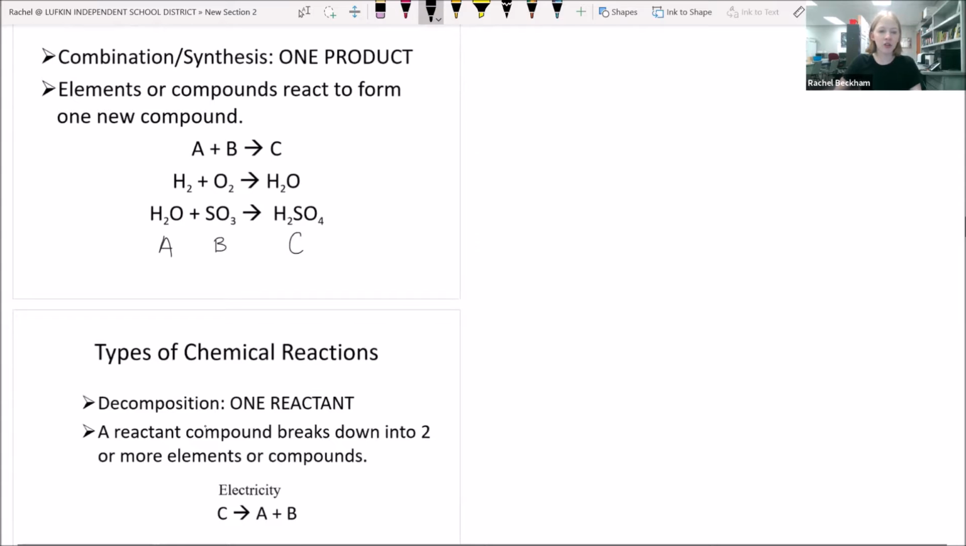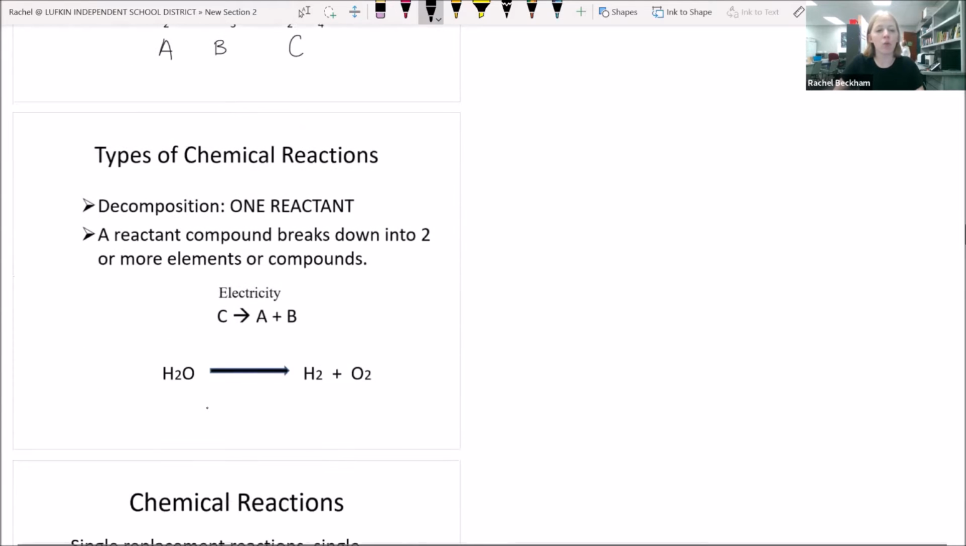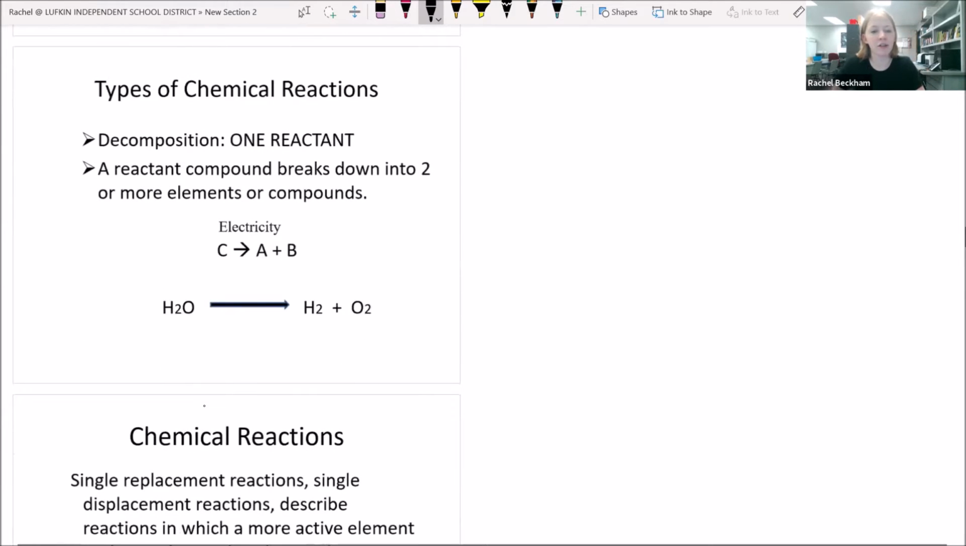A decomposition is the reverse of that. You've got one thing that breaks down into two or more substances. So this is your C, or you can even look at it as an A, right? An A breaks down into something else plus something else. You start off with one thing and it breaks down into different constituent parts.